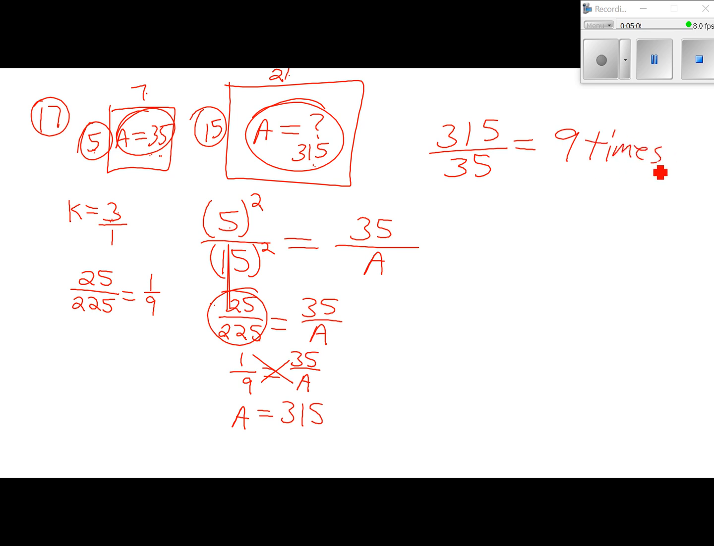So the area of the new picture is going to be 9 times bigger than the original picture.